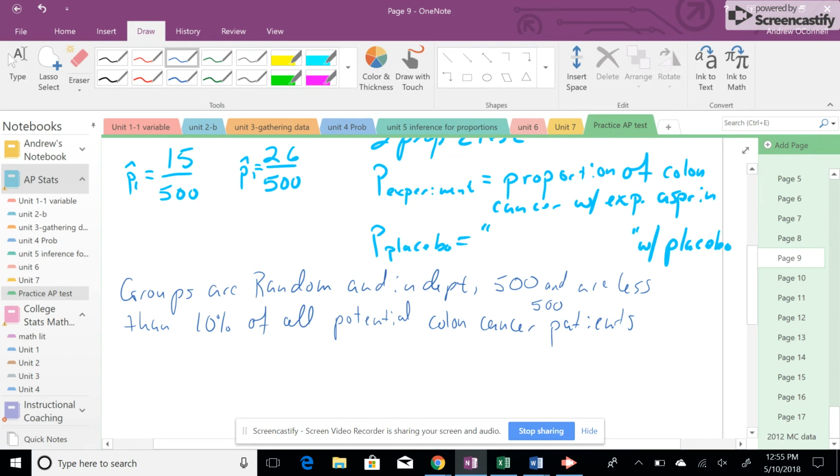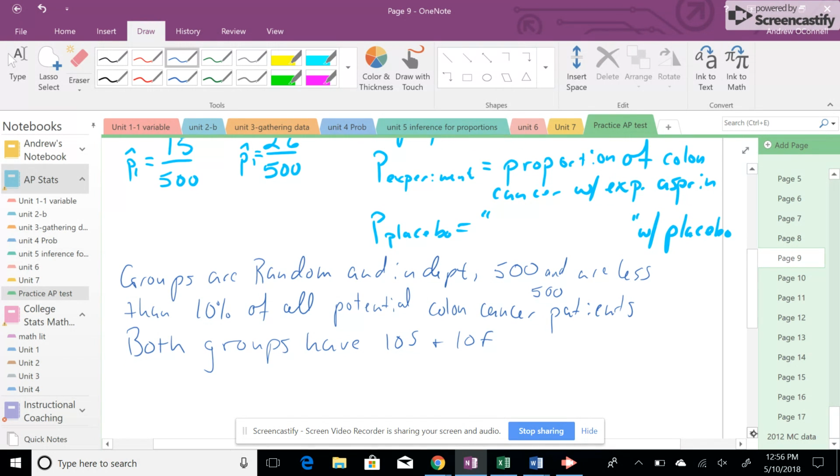You would say, well, if the first group has 15, well, I guess we're calling colon cancer success. So 15 successes, that means there's 485 failures. You meet there. And then the other group, 26 successes, would have 474 failures. So both groups have at least 10 successes and 10 failures, and we proceed with the two-sample z-test.